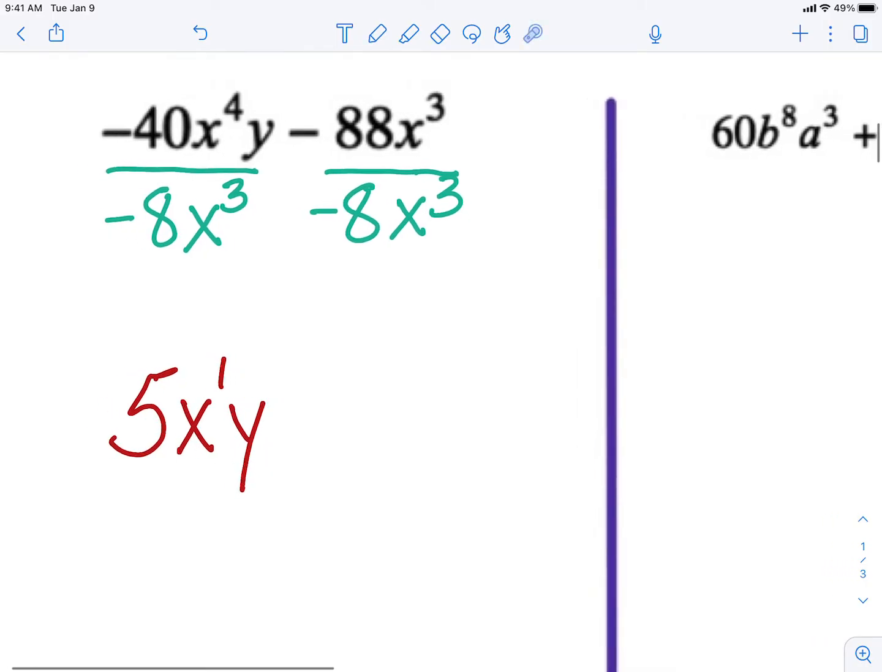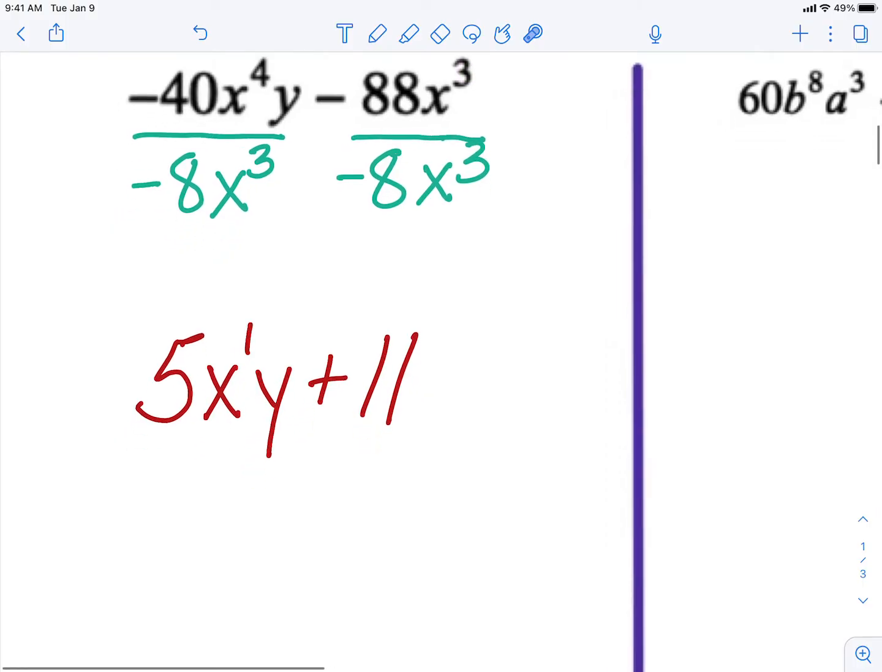Okay. Now, -88 divided by -8. A negative divided by negative is a positive. 88 divided by 8 is +11. Now, x to the third and x to the third, it's the same base, right? X and x. So 3 minus 3 is 0, so no more x's.